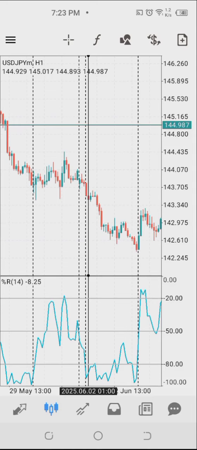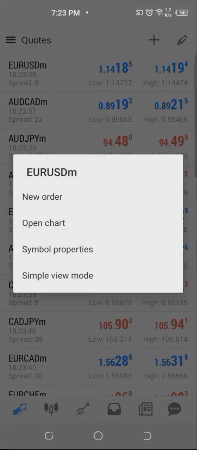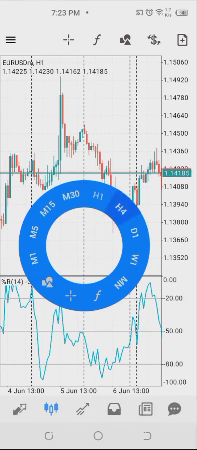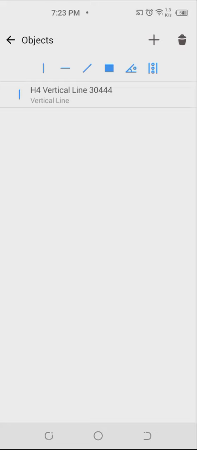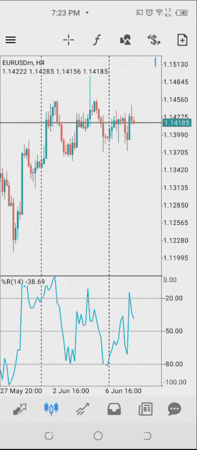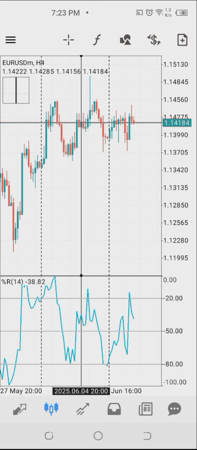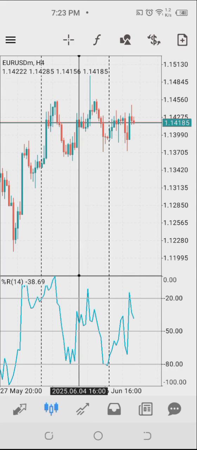Now let's look at another trading pair. Let's look at Euro USD. Okay, so I'm going to go to my H4 time frame, and this is my marker. So I want to look out for a buy setup. Now, remember what I said, for a buy setup, I'm going to need to have my H4 time frame. I'm going to wait for the Williams percentage range to be above minus 50.